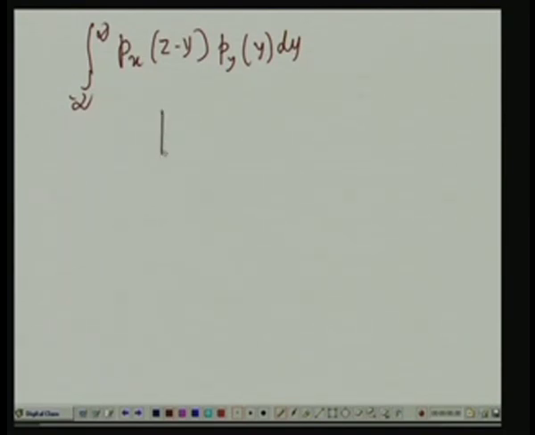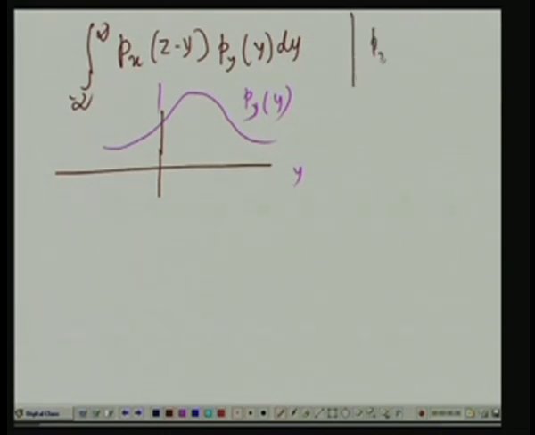You plot P y y, this is y. Remember, I can always write it like, you see, P x can always be written like minus of y minus z.